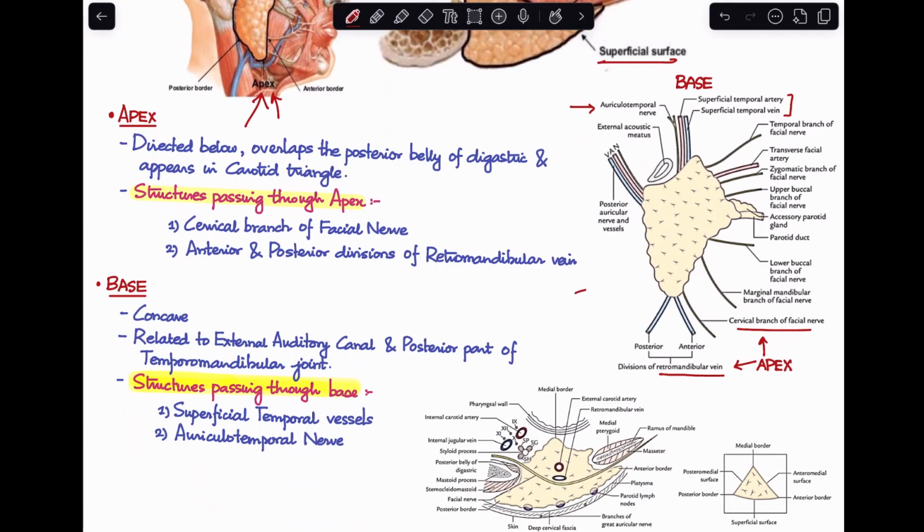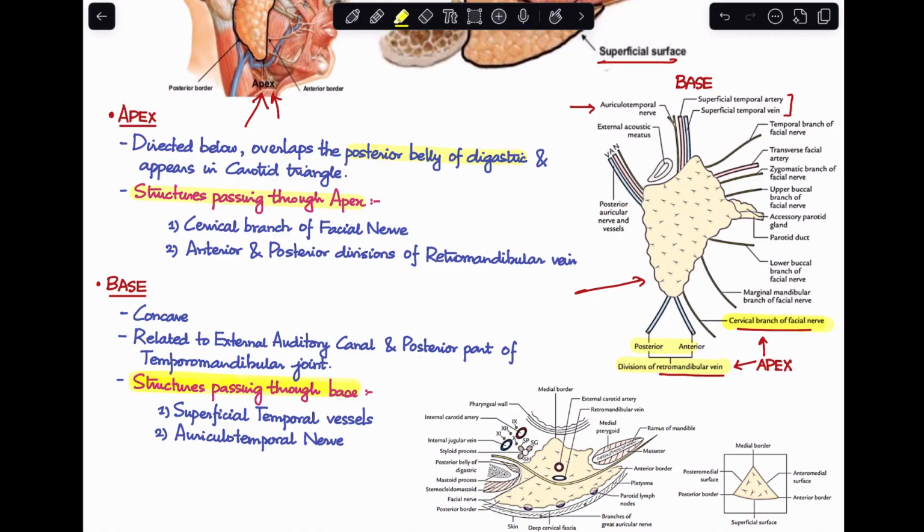Now, if you see right over here, we can see that the apex is directed below and it ends up overlying the posterior belly of digastric and it appears in the carotid triangle. Important things to remember here: there are two structures which pass through the apex. See in the image right over here, we can see that there is a cervical branch of the facial nerve and the anterior and posterior divisions of the retromandibular vein which pass through the apex of the parotid gland. So there are two structures that pass over here.